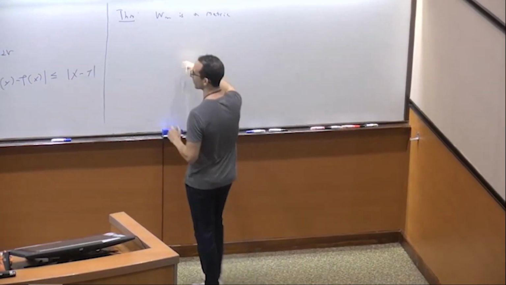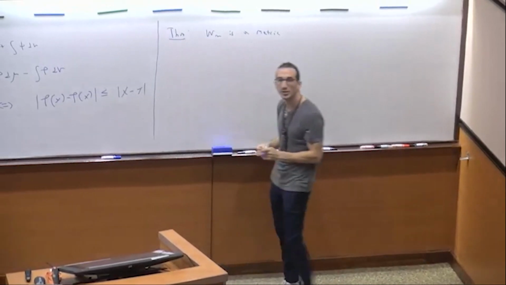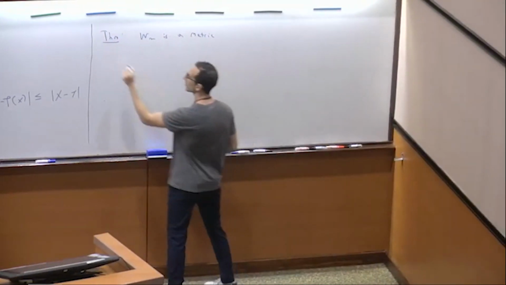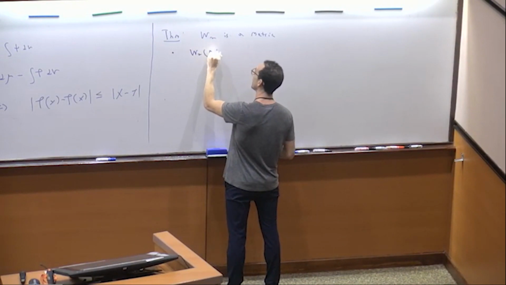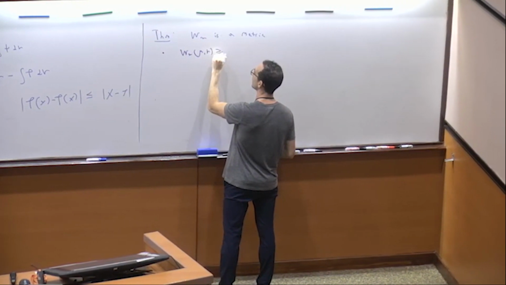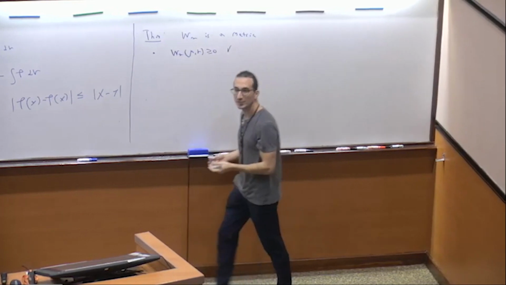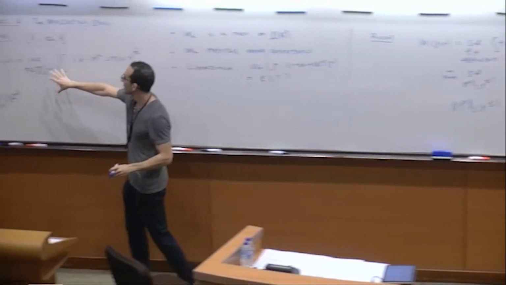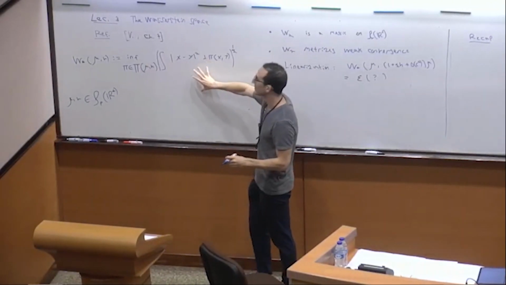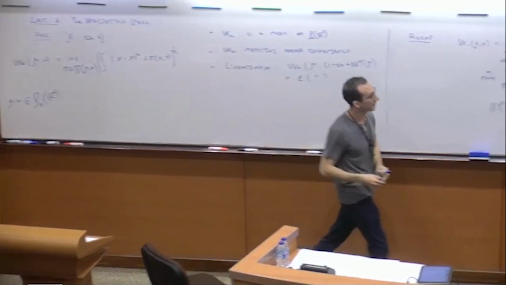Okay, so we have to check some basic axioms of what it means to be a metric. The most basic one is that it has to be non-negative. This one is clear just from the definition. Whatever probability measures you have, if you look at this quantity, it will always be non-negative. That's clear.